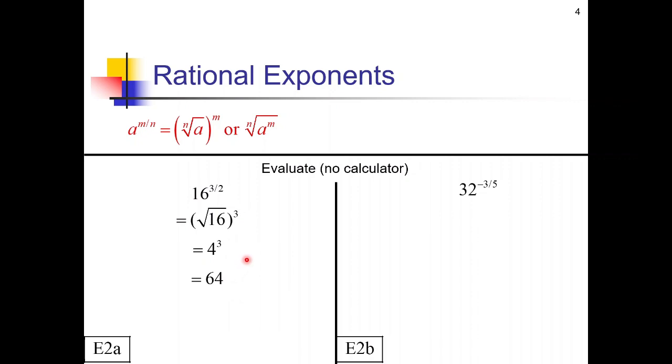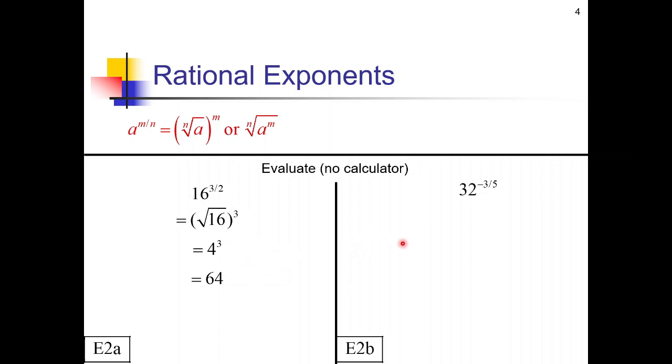Even though you have the choice, I do recommend doing the root first because then you're raising a smaller number usually to an exponent. Doing the exponent first, doing like 16 to the third, I don't even know what that is, and that's going to give me some big number that I'm going to have to figure out the square root of, so this way works a little easier for me.